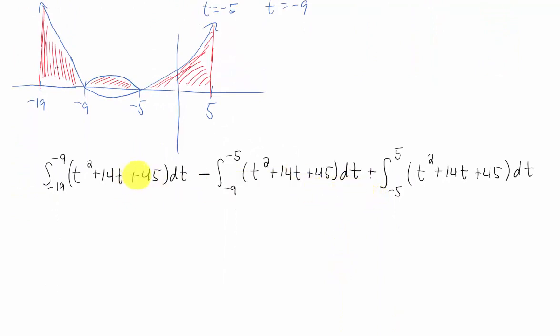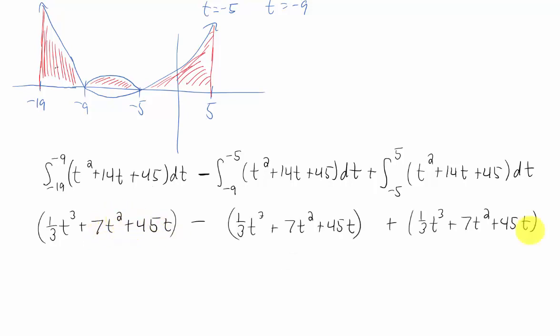I wish I had an easy way to do this, but we really just kind of have to grind through it step by step. One thing that I know is that each one of these integrals is going to be the same, just evaluated at different points. So every one of these integrals is going to be 1/3 t cubed plus 7t squared plus 45t. This first integral is going to be evaluated between -19 and -9. The second integral has a negative sign on it still, and we're going to evaluate that between -9 and -5. And this last piece is going to be evaluated between -5 and 5. Okay, I'm just going to start writing some terms out.